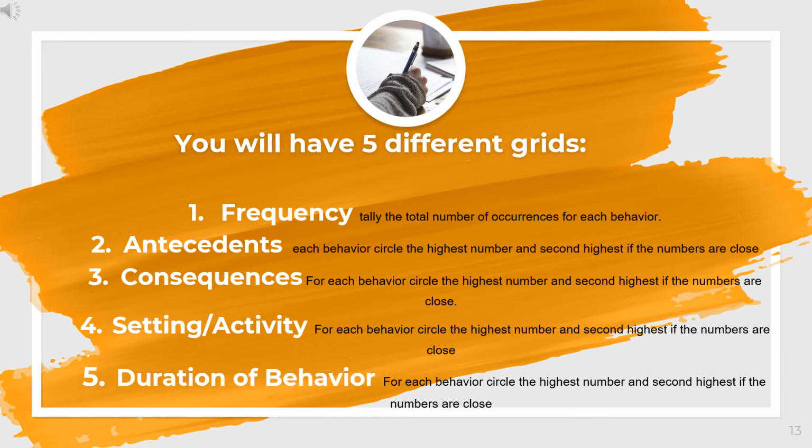Grid number 5 is the duration of behavior. In the duration column, list the durations from the ABC data sheet. Again, using tally marks, tally each time the behavior occurred for that amount of time. For each behavior, circle the highest number and second highest if they're close.